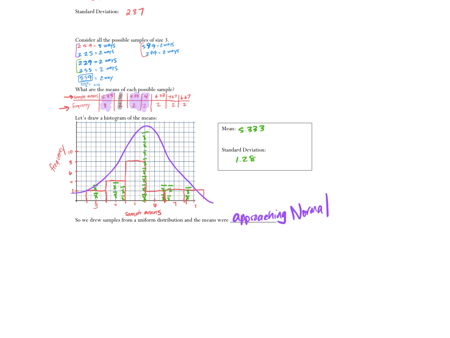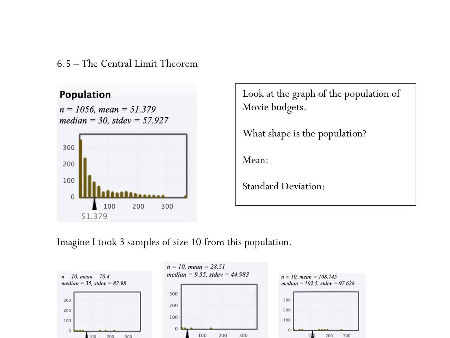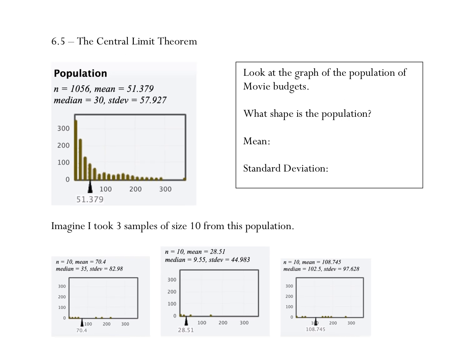Now, it's important for us to understand some other really important ideas here. In this next piece, we're going to talk about something called the central limit theorem. To talk that through, I'm going to start with a population. This is movie budgets. If I'm remembering correctly, it's movie budgets from the year 2017. It's either 2017 or 2018.